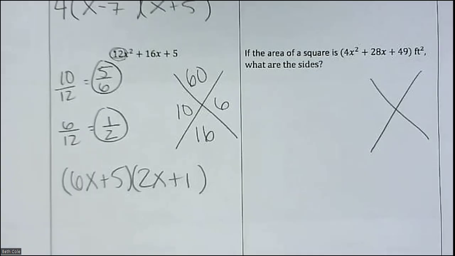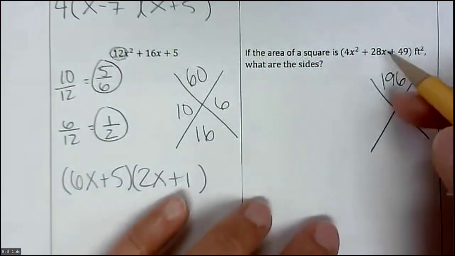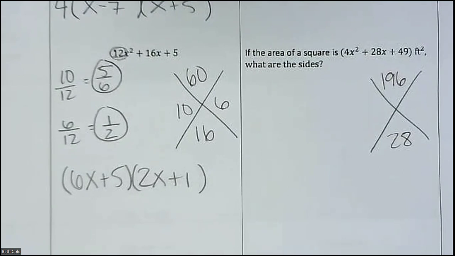196. You were close. That was a good guess. Estimation is an important skill. It's a good skill to have. On the bottom, we're going to put 28. So here's what I'm going to do. I'm going to show you this. I keep bringing it up verbally, but I'm going to actually type it in this time.